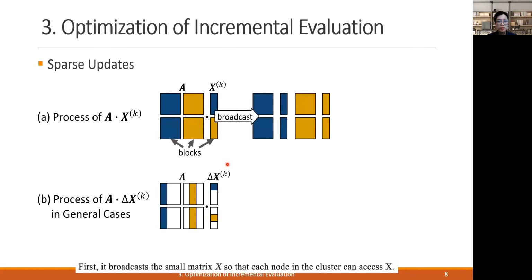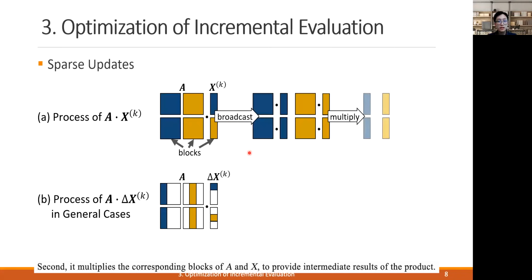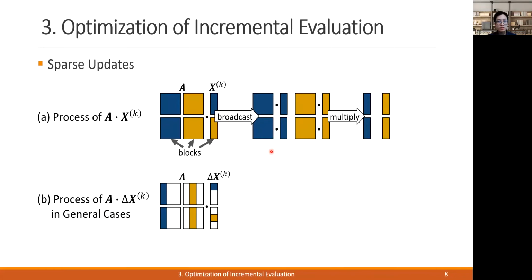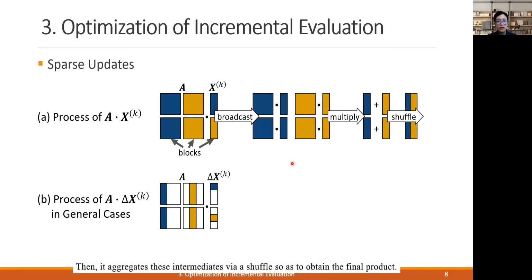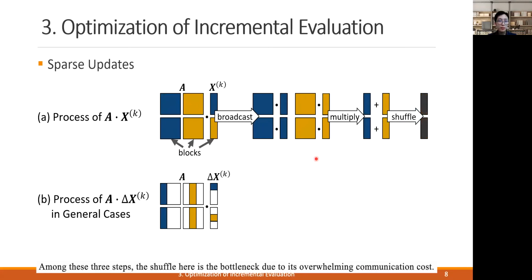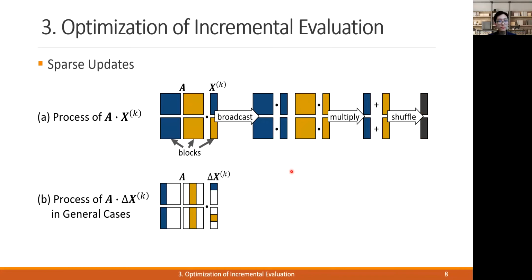First, it broadcasts the small matrix X so that each node of the cluster can access X. Second, it multiplies the corresponding blocks of A and X to provide the intermediate results of the product. Then, it aggregates these intermediates via a shuffle so as to obtain the final product. Among these 3 steps, the shuffle here is a bottleneck due to its overwhelming communication costs. Next, let's see the product A delta X.